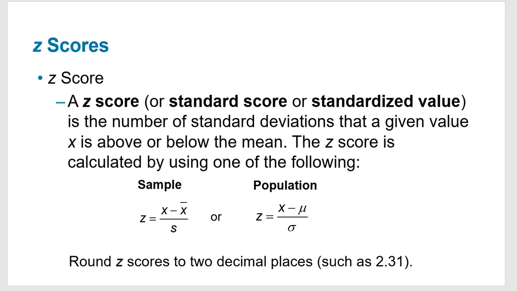Z-scores are always rounded to 2 decimal places. A lot of the time we're going to be using charts to do stuff, and z-scores are always 2 decimal places. So z-scores, 2 decimal places.